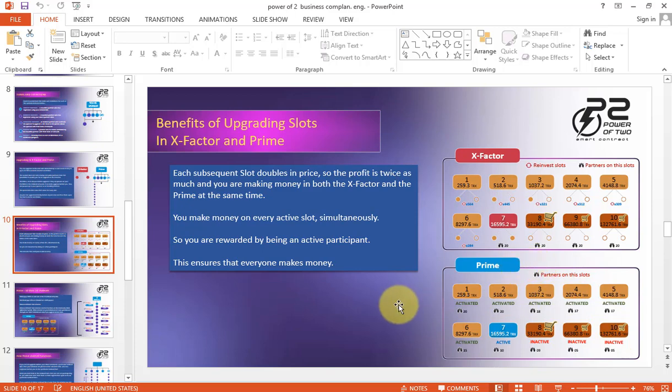But basically, once you're about to upgrade into the X Factor and Prime program, you come in with your $10, and the system divides that into two, and $5 goes into X Factor and the other $5 goes into Prime. So that basically activates your X Factor slot 1 and Prime slot 1 for you automatically. But from then, that's when you have to decide to upgrade to the next slot manually. That is when you do that by executing those contracts.